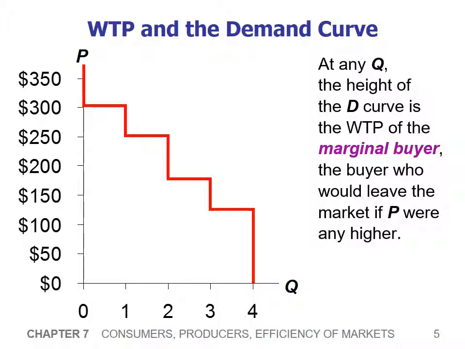who's buying it? K. She was willing to pay 300, so she'll buy it if it's below 300. However, the next person, Anthony, was willing to pay 250. At that price, he will not buy the iPod. It's 275, above the price he's willing to pay. So K is the marginal buyer. She's the last buyer buying that good.